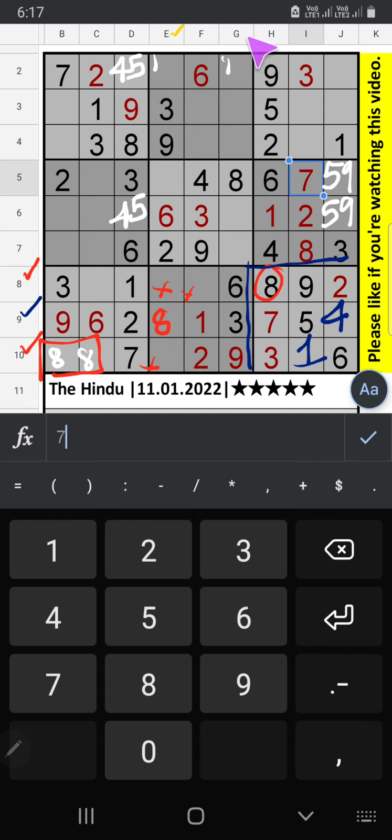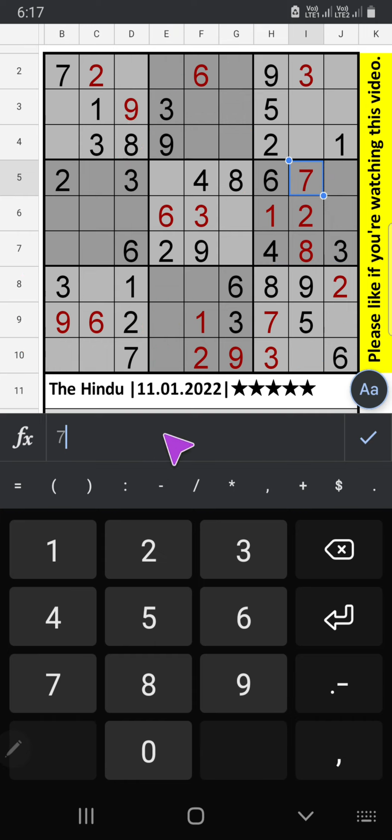Column E and column G we have 8, so 8 can't come in these cells. 4th row also we have 8, so 8 can't come in this cell, then 8 is confirmed here. Column F, 2 numbers are remaining, 5 and 7, we will confirm later.